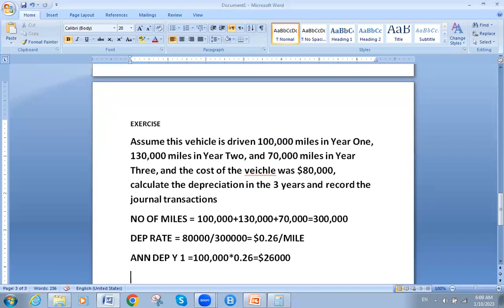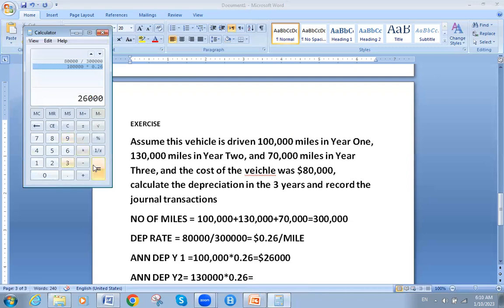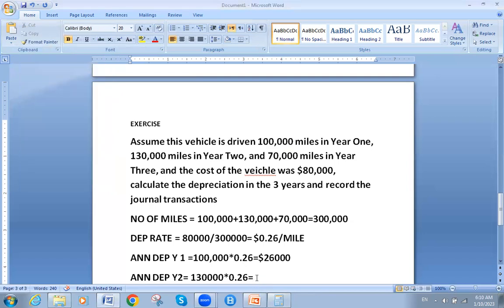Annual depreciation for the second year. Annual depreciation for year two will equal the 130,000 times 0.26. I will multiply it: 130,000 times 0.26. That will give me 33,800. Copy, and here I will paste it. Dollars, of course, this is in dollars.